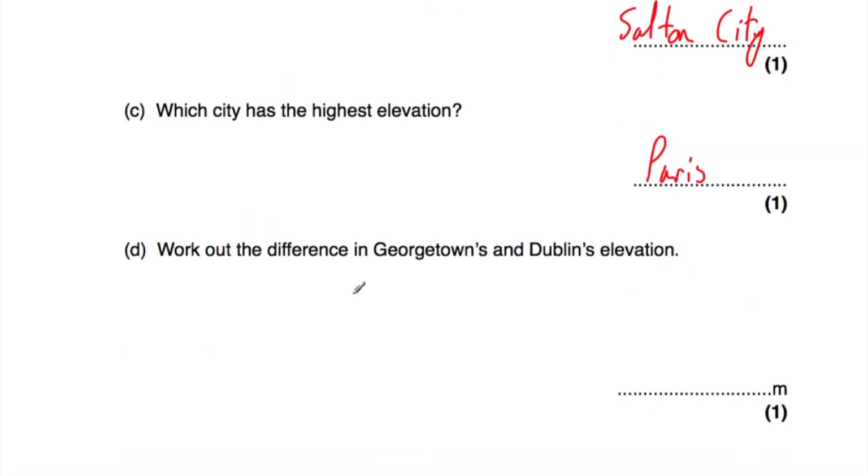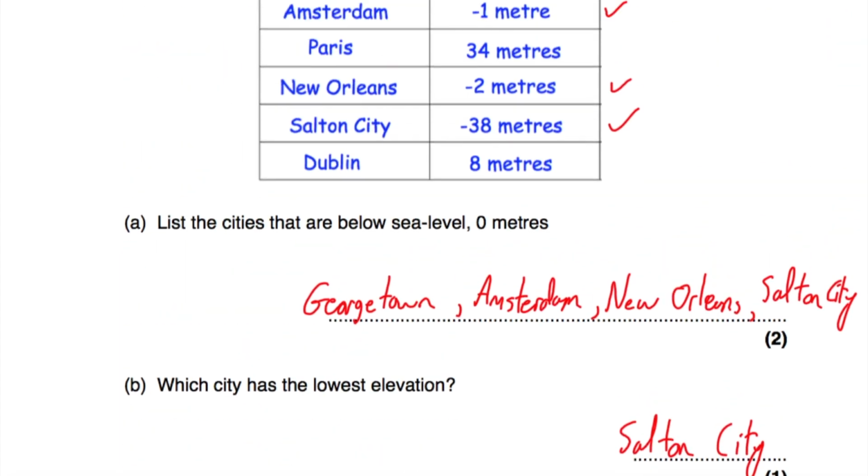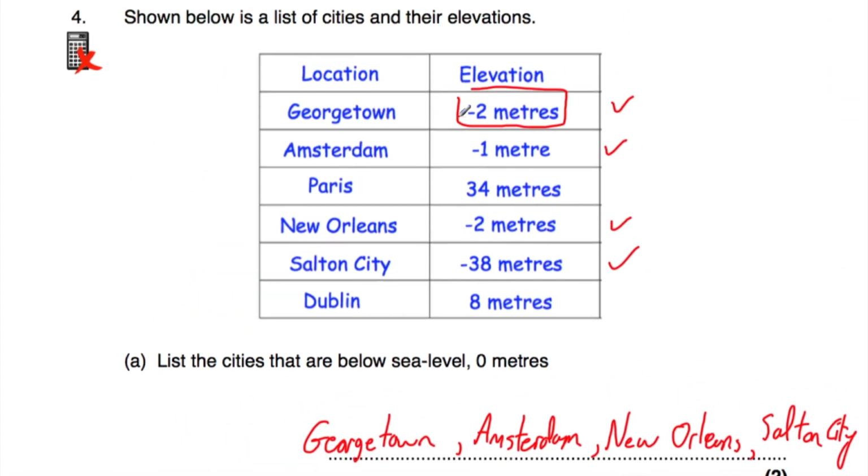And part D says work out the difference between Georgetown's and Dublin's elevations. So if we look at Georgetown and Dublin, Georgetown's elevation is -2 meters and Dublin's elevation is 8 meters. So we want to work out the difference between those two numbers. So we could go from -2 to 8, and to get from -2 to 8, we would add 2 to get to 0. So if we add 2, we get to 0, and then we add another 8. And that means to get from -2 to 8, you would add 2 and add 8, so that's the same as adding 10. So that means the difference between these two numbers is 10.